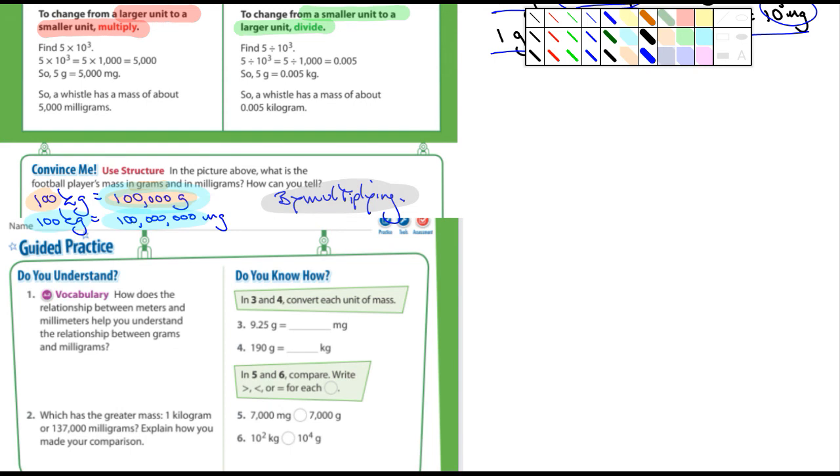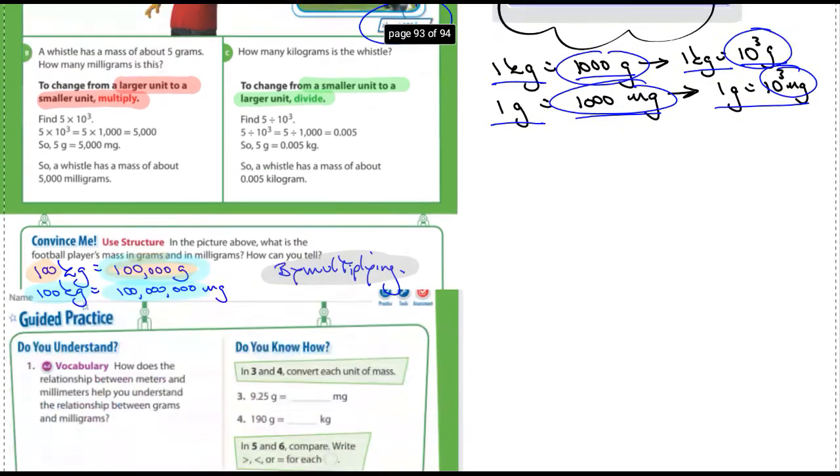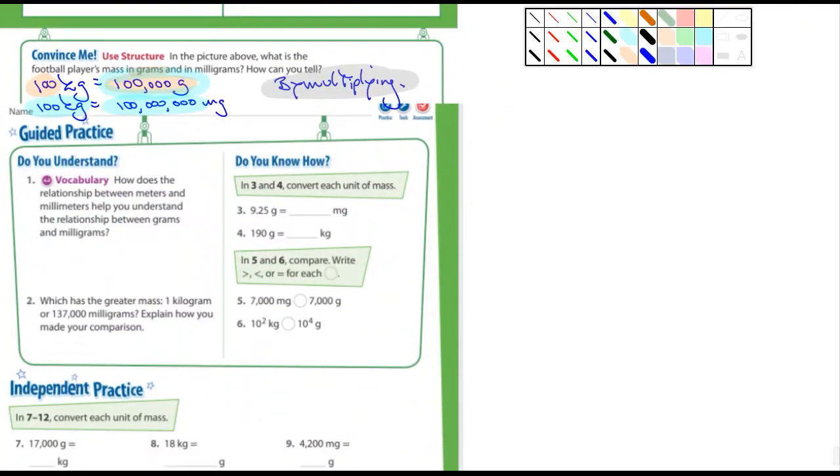Okay, so let's drop down to the guided practice. So I'm looking at the first one here. It says, how does the relationship between meters and millimeters help you understand the relationship between grams and milligrams? Well, each one is 1,000 times larger or smaller, depending on the direction you're going. That's how I would answer that one.